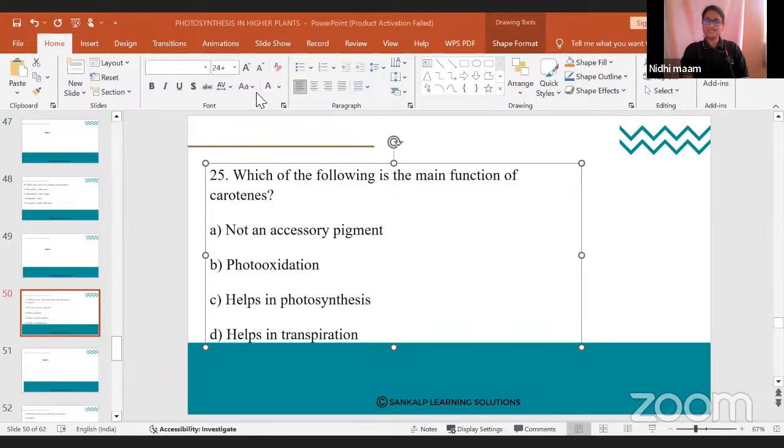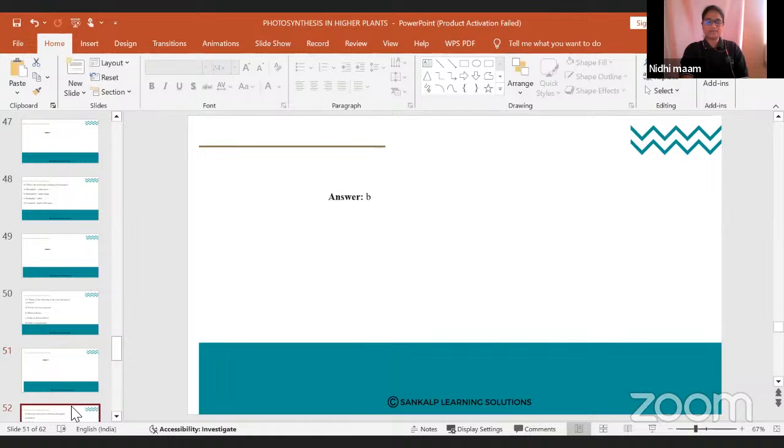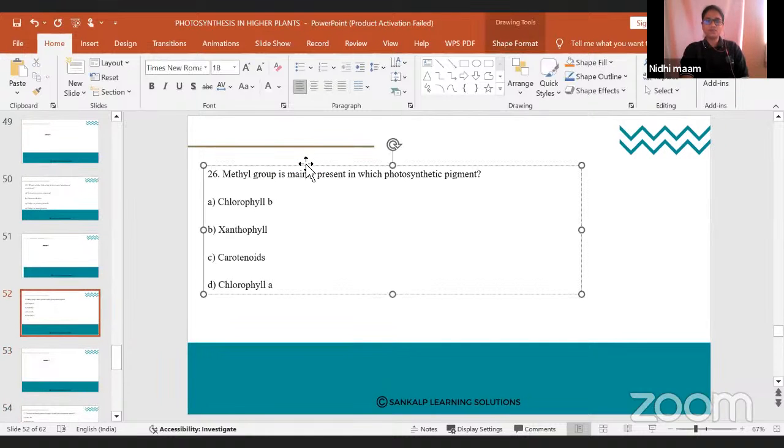So the right answer here is option B, that is photooxidation. What is the main function of carotins? Photooxidation. Yes, Dyamanna, Jyoti Natekar answered it. Shadab Tolgi answered it. Good. So the right answer is option B. Next question. Methyl group is mainly present in which of the photosynthetic pigment?